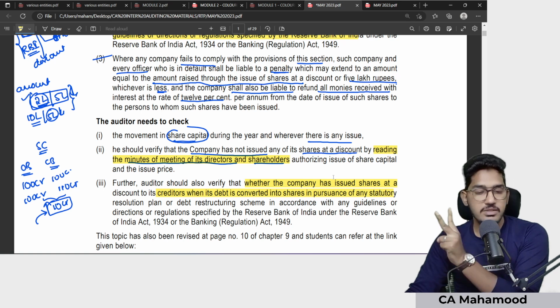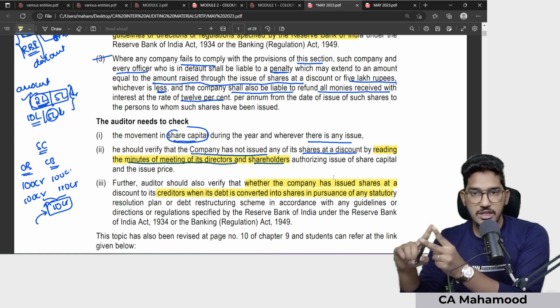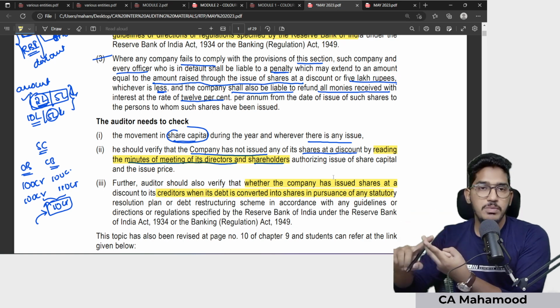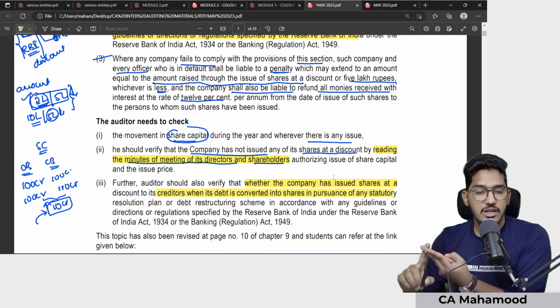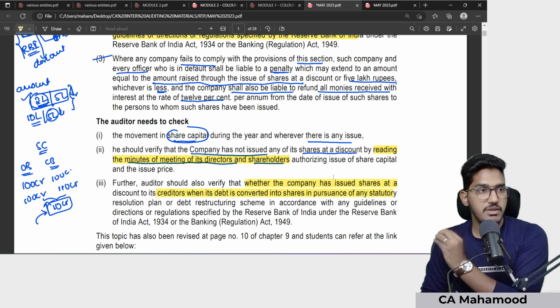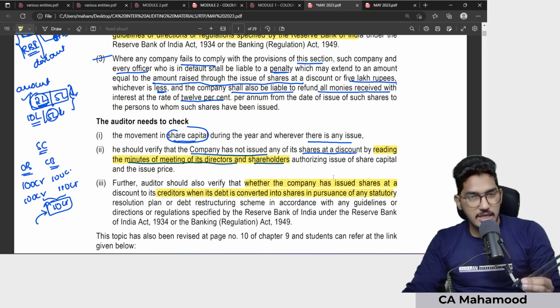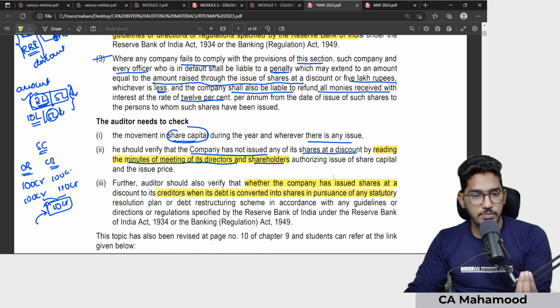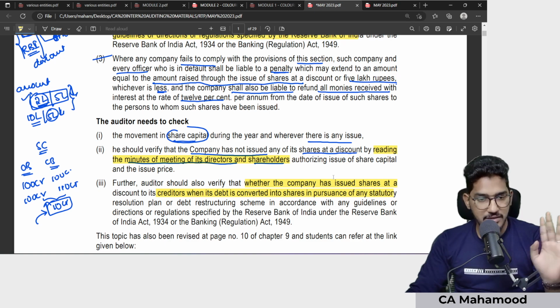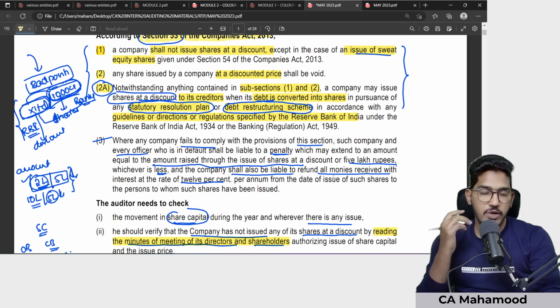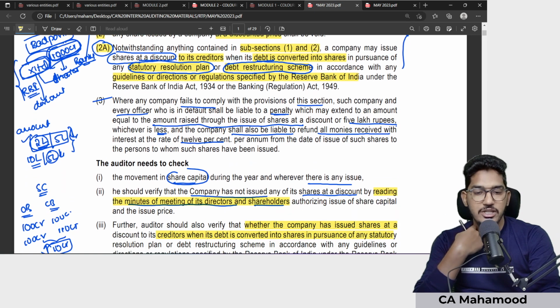If it is because of these two reasons, okay. If it is not because of sweat equity shares, and not because of conversion of debt into shares, then the auditor should give a modified opinion on that matter. Clear, everybody? So this is what the auditor needs to check. In simple terms, we need to check compliance with the provisions of section 53 of the Companies Act. That's it. Clear?